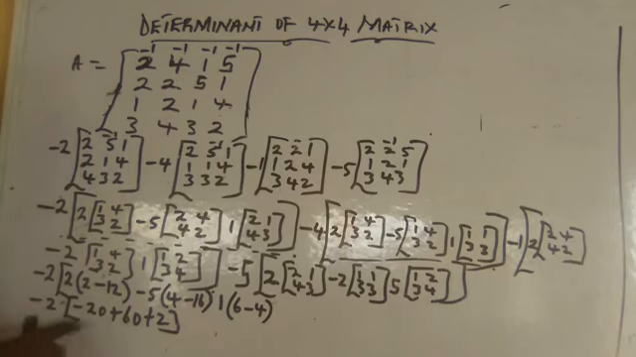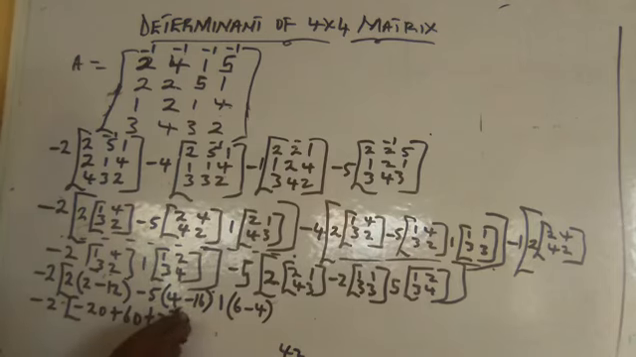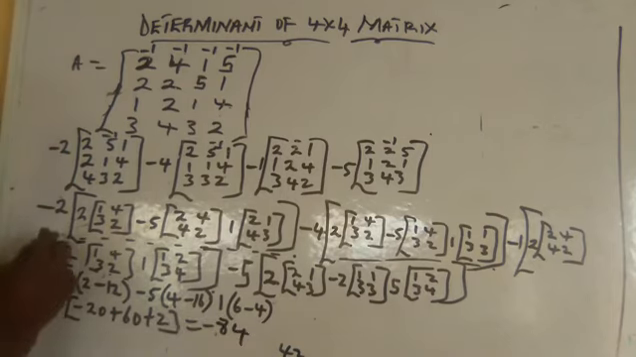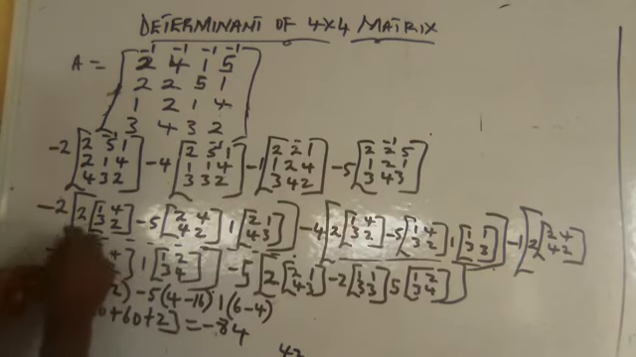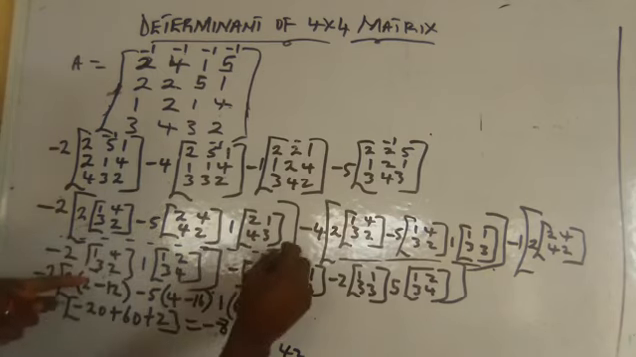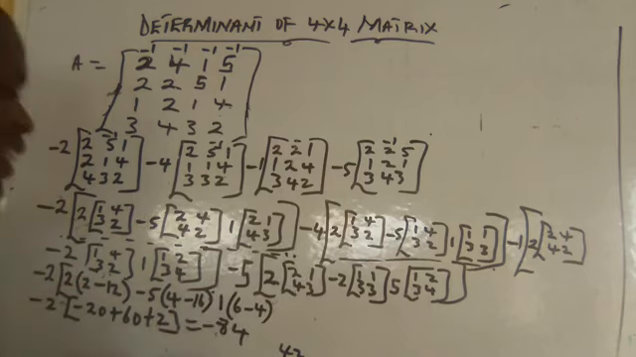Are you following what I'm doing? Minus 20 plus 60, that will be 40. 40 plus 2, 42. 42 times minus 2, that will be minus 84. So the value of this one is minus 84. It means for the whole of this first row, your answer will be minus 84.